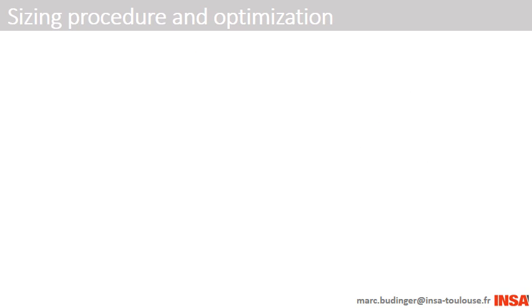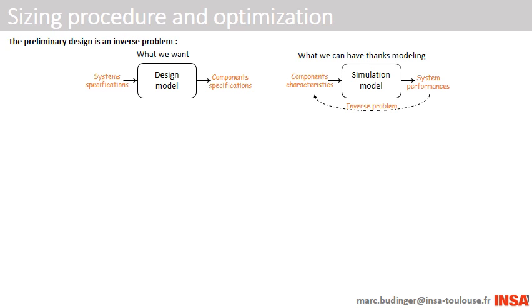Preliminary design is just like any other conception problem, an inverse problem. The objective is to select the right components for a determined architecture. The models we use generally allow us to determine the inverse relation, which means the performance of our system, what's required in the specifications, based on component characteristics, what systems engineers look for.